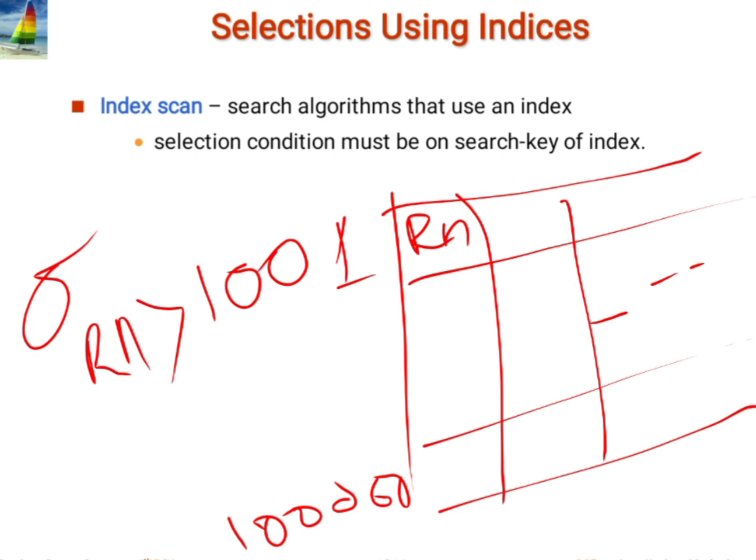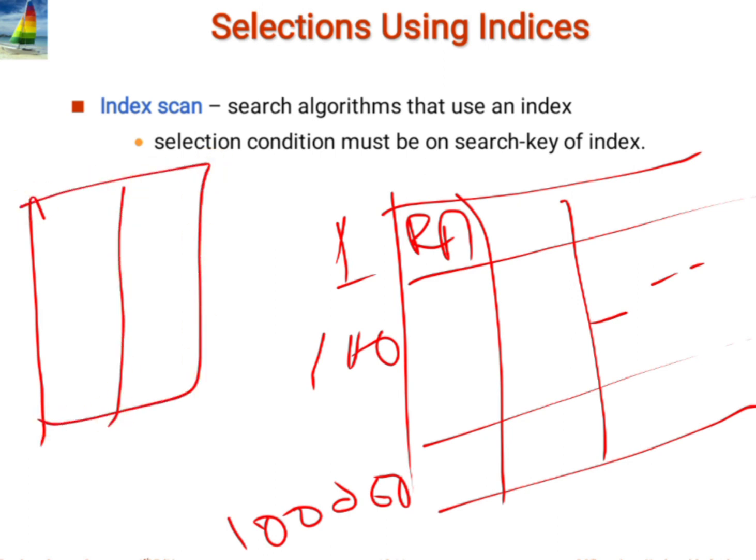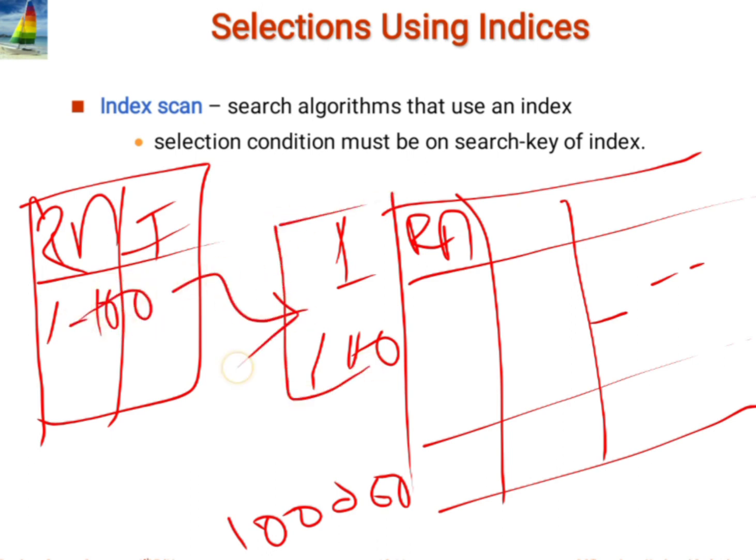आता मी काय करतो याला ऑल्टरनेटिव्ह, what I am going to do, यामध्ये स्टार्टिंग फ्रॉम 1 to 100, right? I am going to create one more table. Here I am going to give the roll number and here I am going to give the index. Starting from 1 to 100, this will be pointed here. Starting from 100 to 200, I am going to give the pointer here. It will point to this record, right?